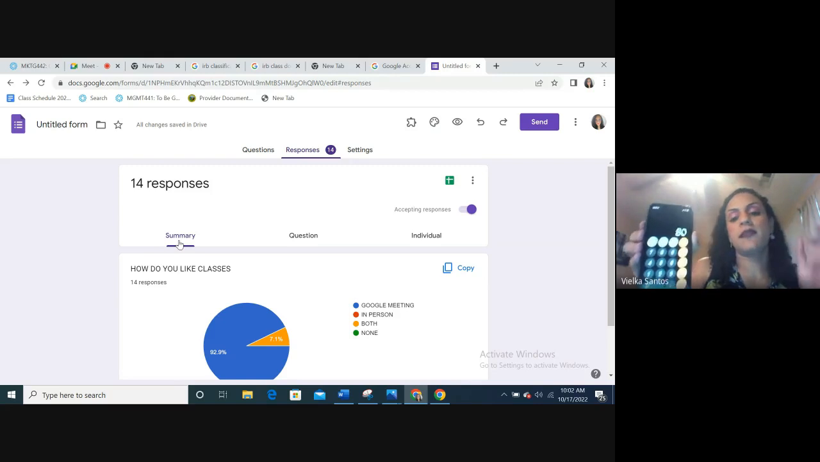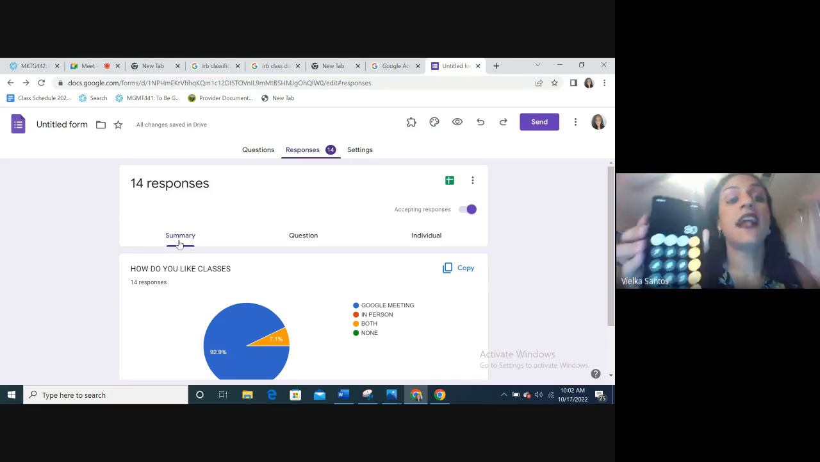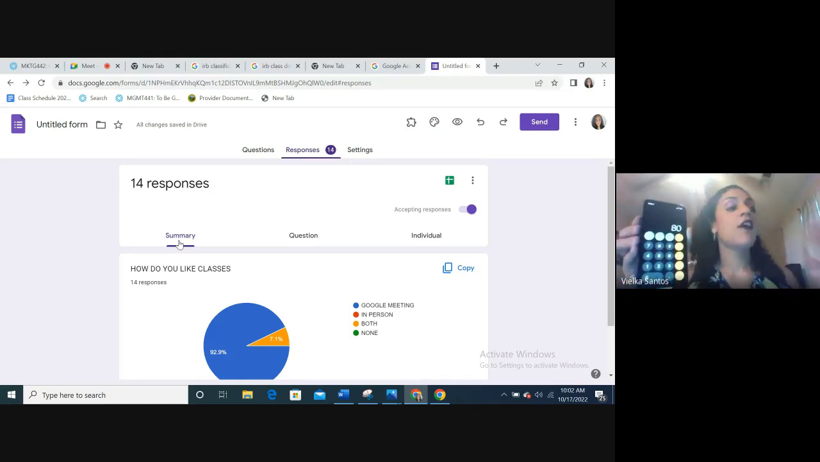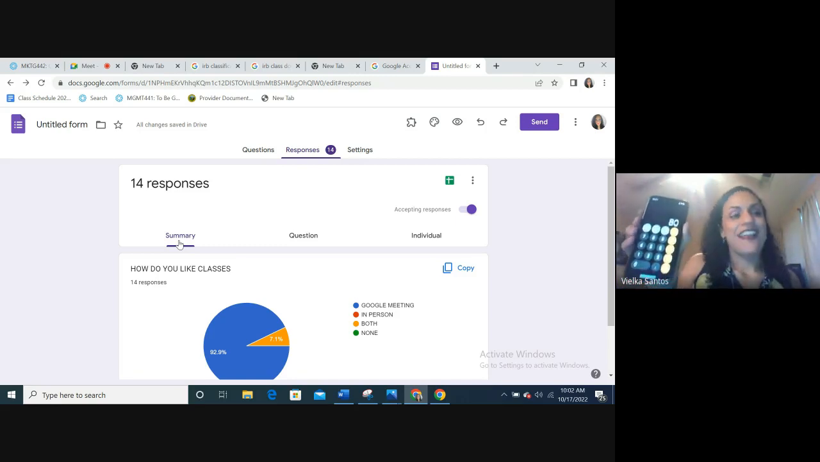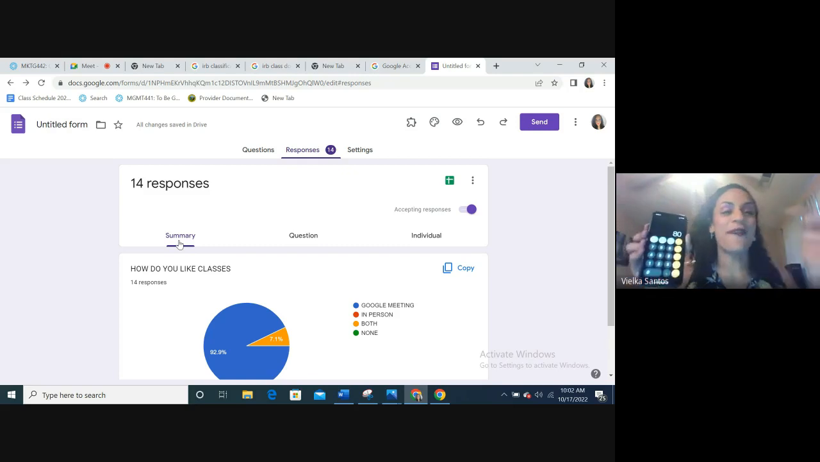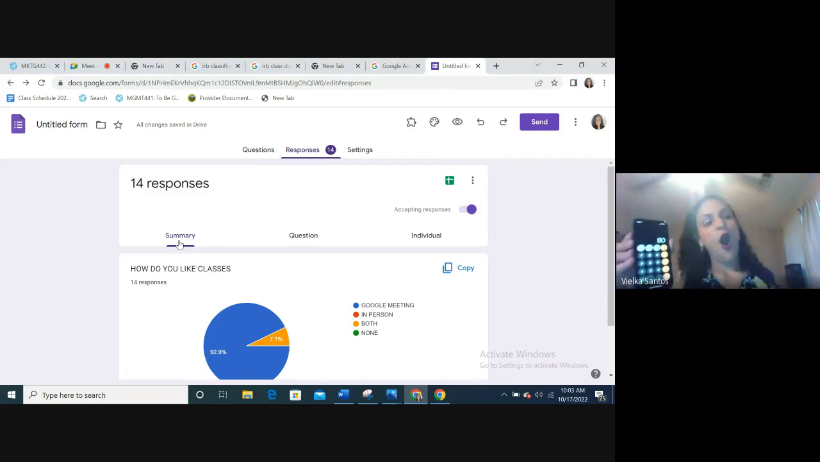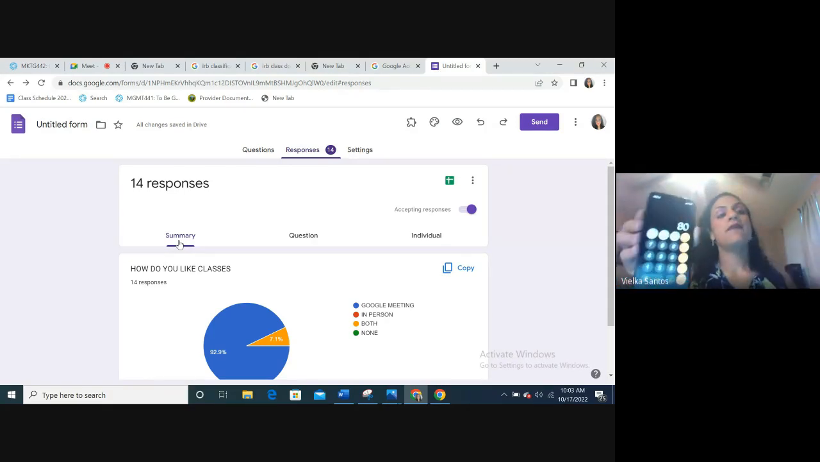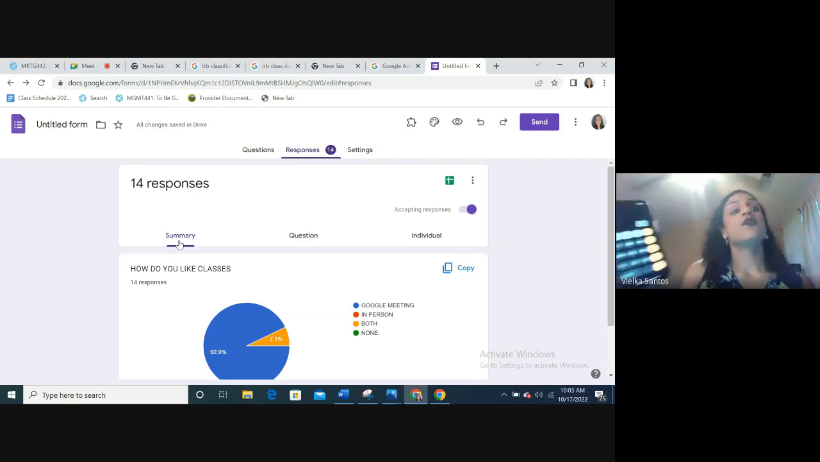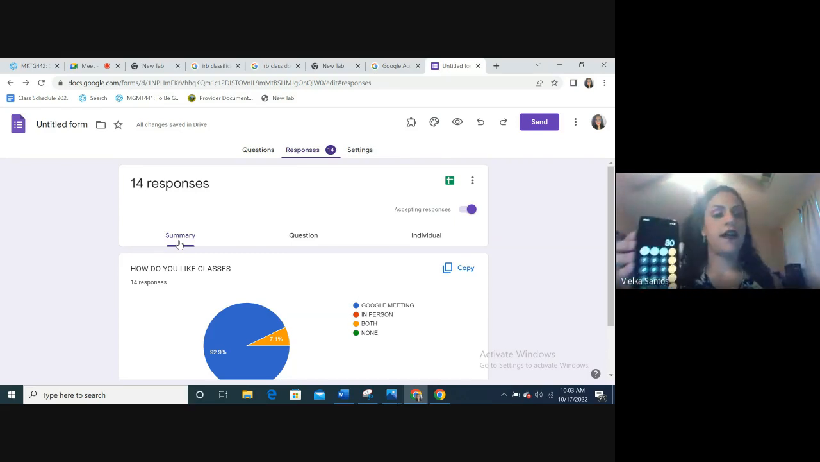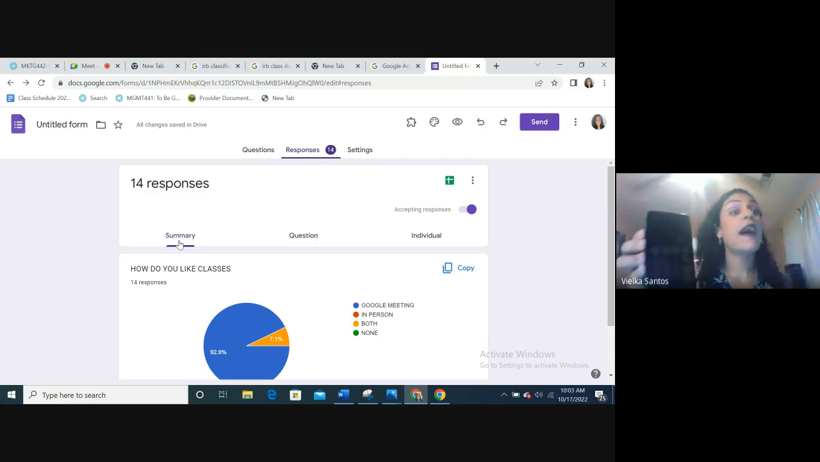93% of the students prefer Google Meeting. This is the analysis. The recommendation, what will it be? You know the recommendation. And I know you will be so happy if the recommendation is to keep Google Meeting forever. Or for the 7% that say so, maybe vote for some options so they can have interaction in person sometimes.